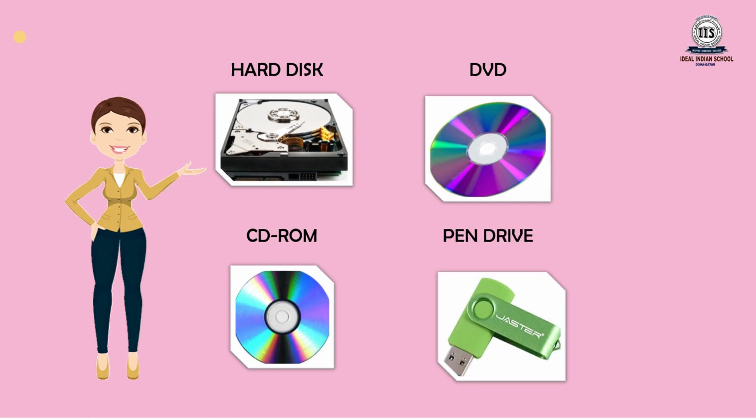The last is a pen drive. A pen drive is most commonly used as portable data storage device which is used to store data and information. My dear children, I hope you have understood about the different kinds of storage devices, input devices and output devices of a computer.